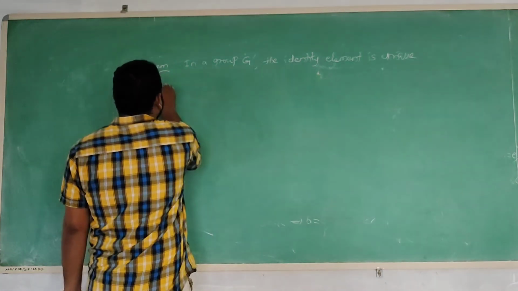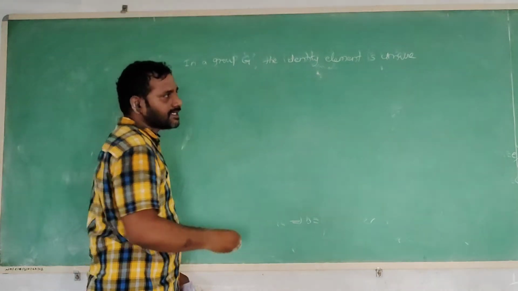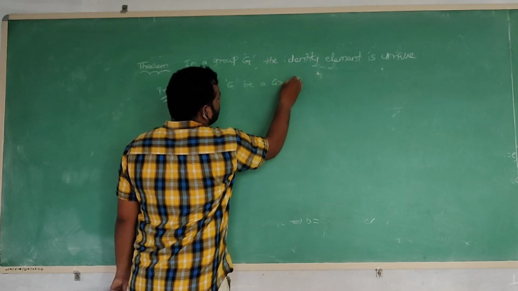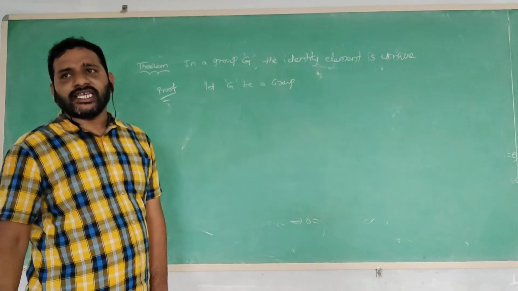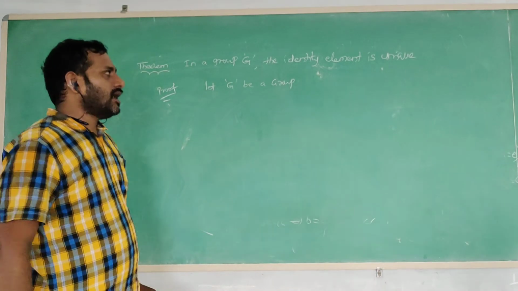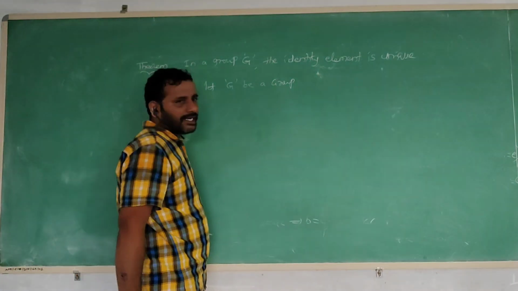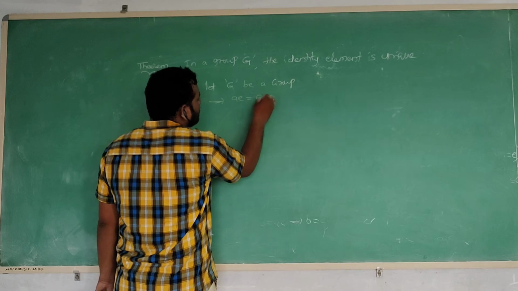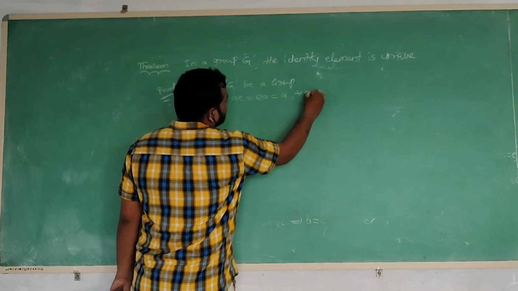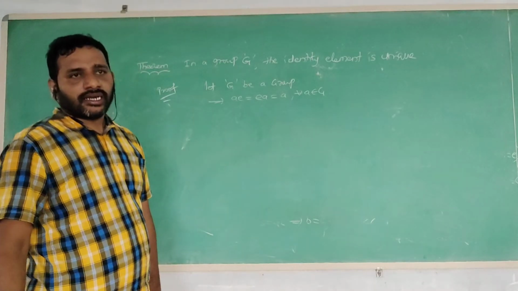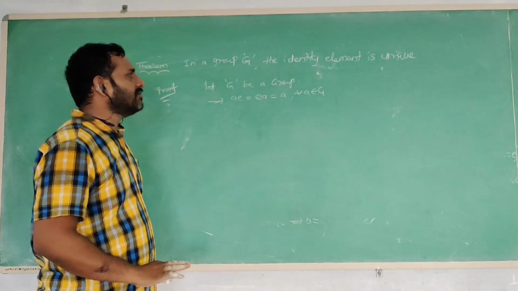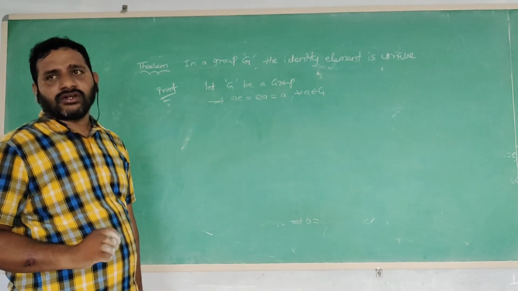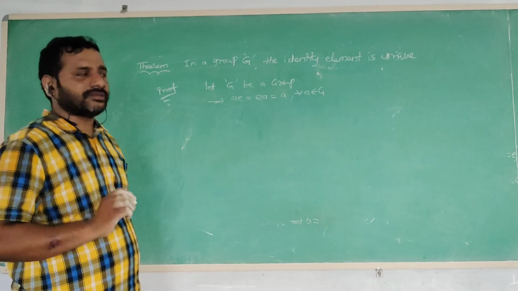Let us suppose G is a group. Now I want to show that in a group G, the identity element is unique. According to the identity property with respect to multiplication, we can write A times E equals E times A equals A for all A belonging to G. Let us suppose that G has two identity elements, that is E and E dash.